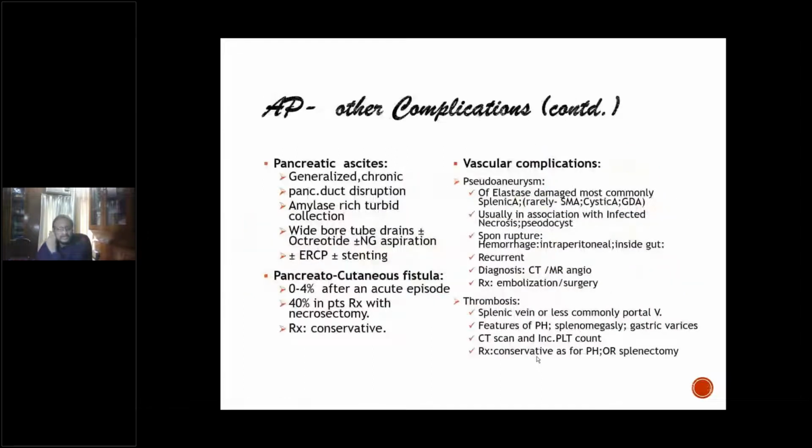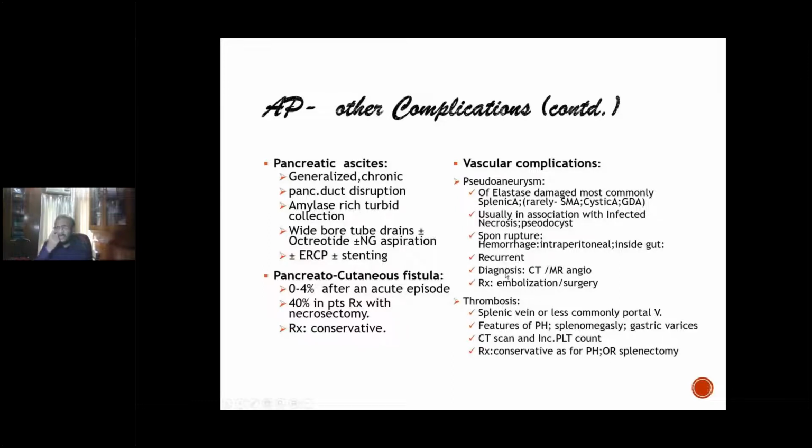Now, other complications of acute pancreatitis: you can have pancreatic ascites, you can have pancreatic cutaneous fistula, you can have vascular complications. We already talked about that in the form of pseudoaneurysm and thrombosis. Pseudoaneurysm, why? Because elastase damages the tunica media, most commonly of the splenic artery. It could also be because of other vessels, and usually in association with infected necrosis or pseudocyst. If there's spontaneous rupture, hemorrhage will occur intraperitoneally or inside the gut. Recurrent hemorrhage is again a feature.